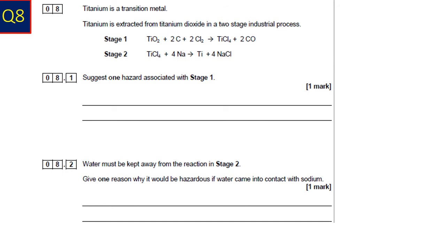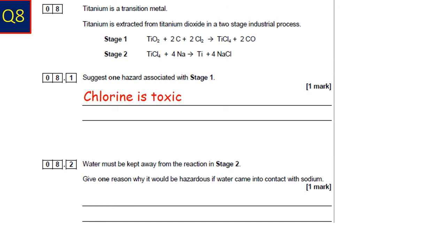So just one hazard associated in stage 1. We need to look at the reactants and products in stage 1 and see if any of them are hazardous. And there are 2 which jump out at me which you could mention. So we have Cl2, chlorine, that is a toxic gas, and that is obviously very harmful. But we're also producing a toxic gas in carbon monoxide, which is very poisonous, and we've mentioned it a few times in the chemistry course.